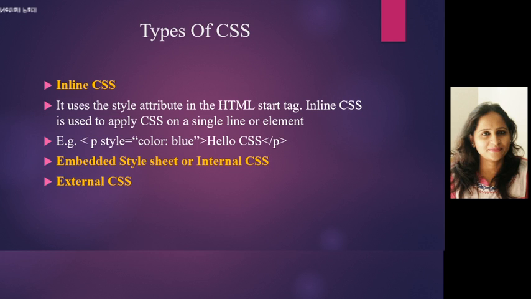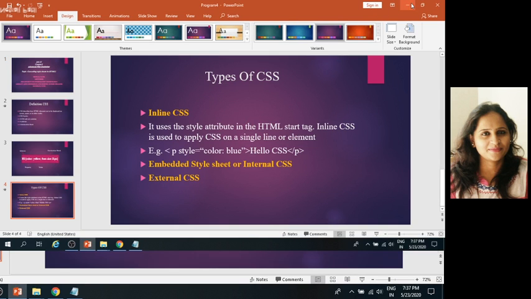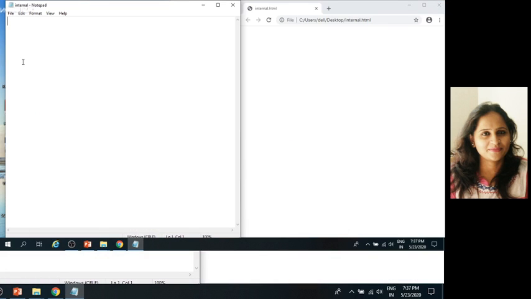Let's begin with the practical for internal and external CSS. First of all, we will see embedded style sheet or internal CSS. What is internal CSS? This is used to apply CSS on a single document or page. It can affect all the elements of the page. It is written inside the style tag within the head section of HTML. Then start with practical.